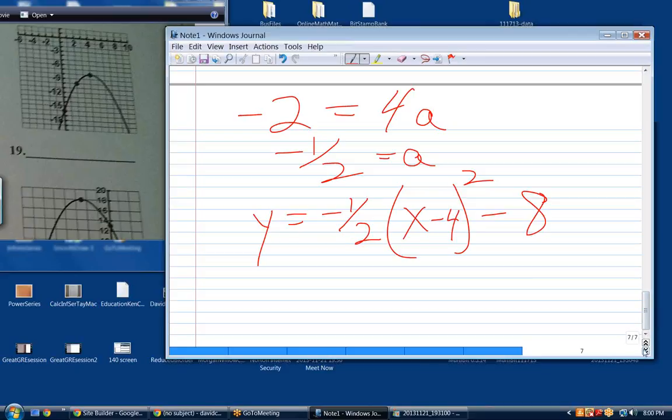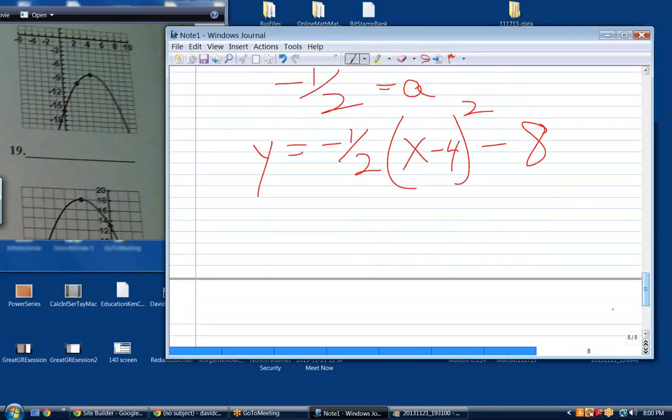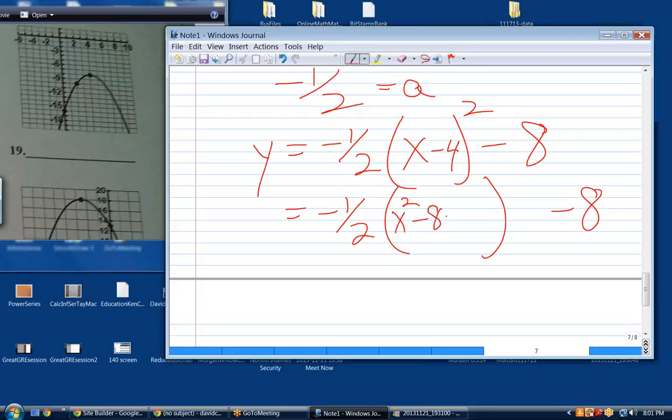Okay, you want to put this in standard format? Do it in steps. Don't try to do the whole thing in one step. Square the x minus 4 first. The x minus 4 squared is x squared minus 8x plus 16. Now distribute.